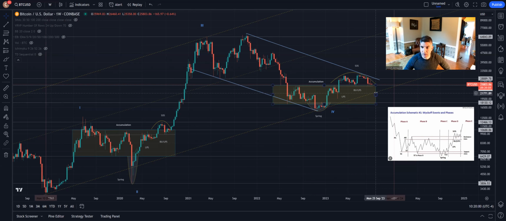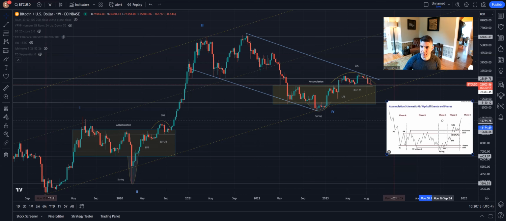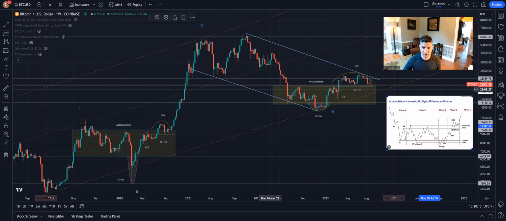A weekly close below 21.8 would be a change in market structure, or a significant change in market structure. But again, right now we are above this entire accumulation range, and I'm going to act like it. All right, and this is where we are, until that changes.